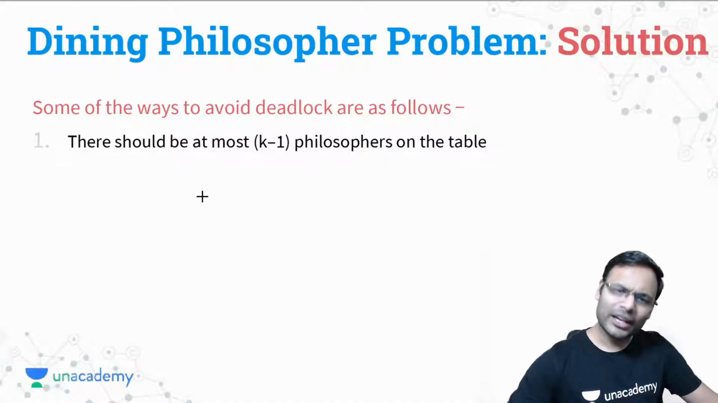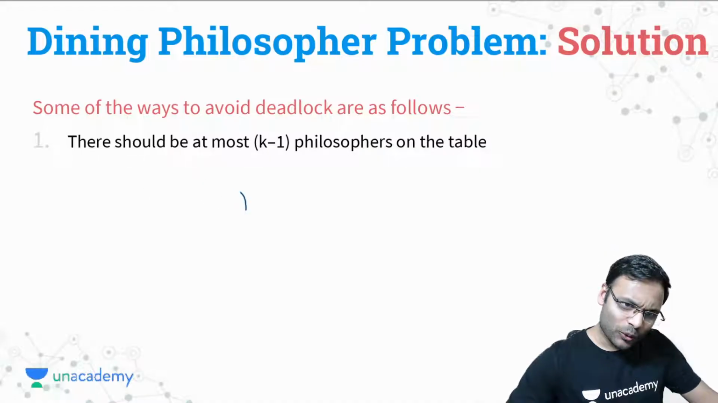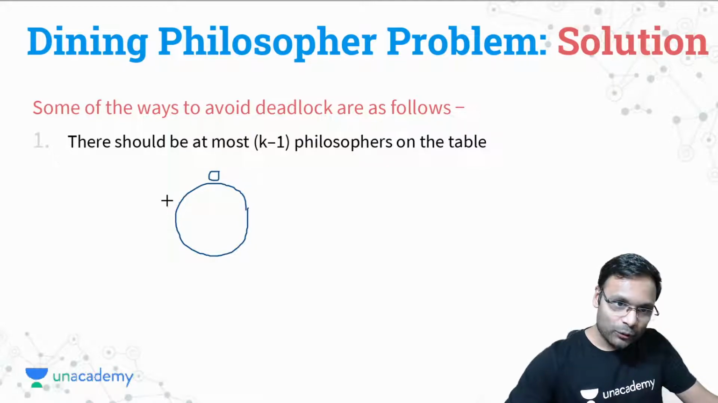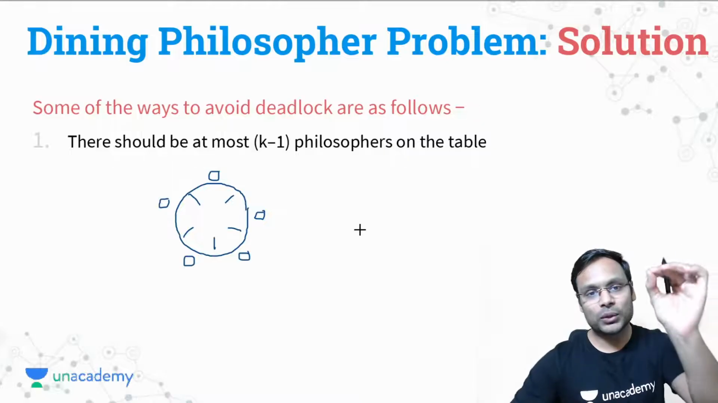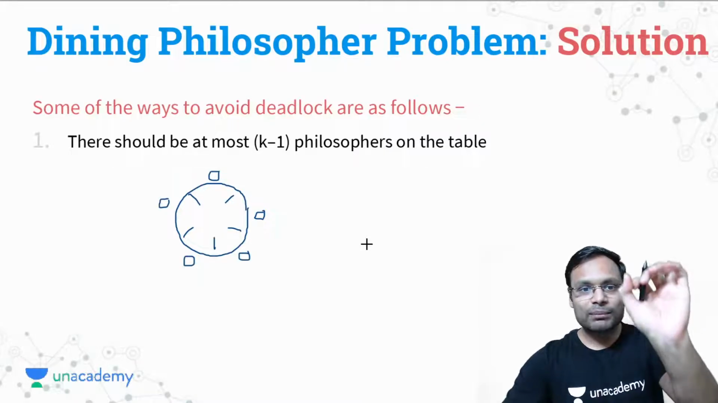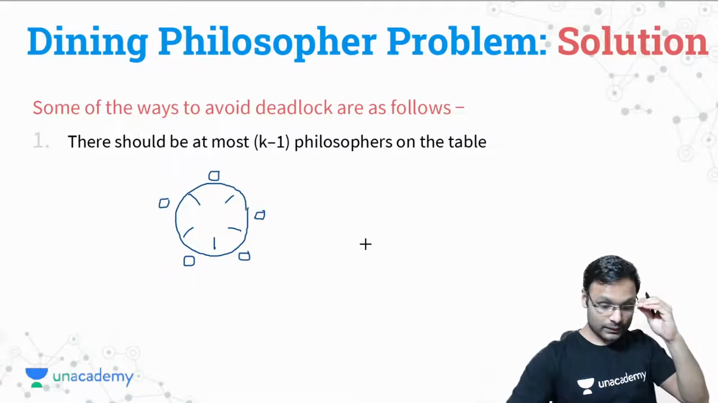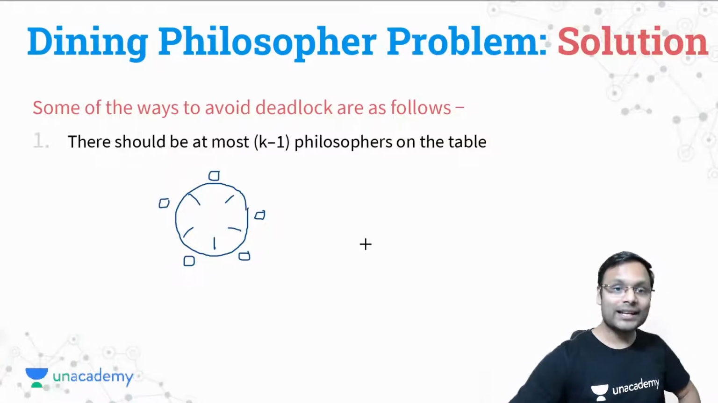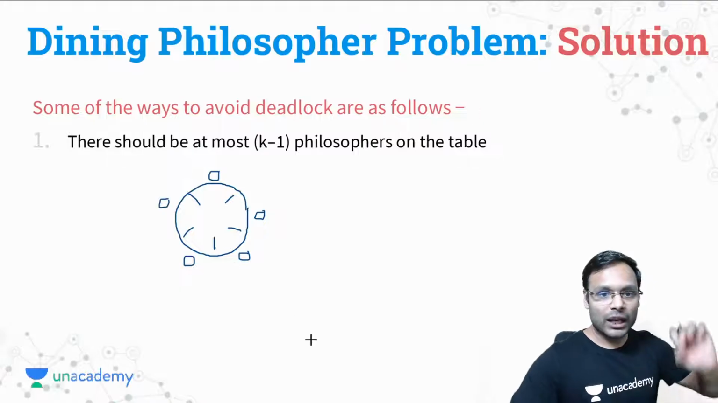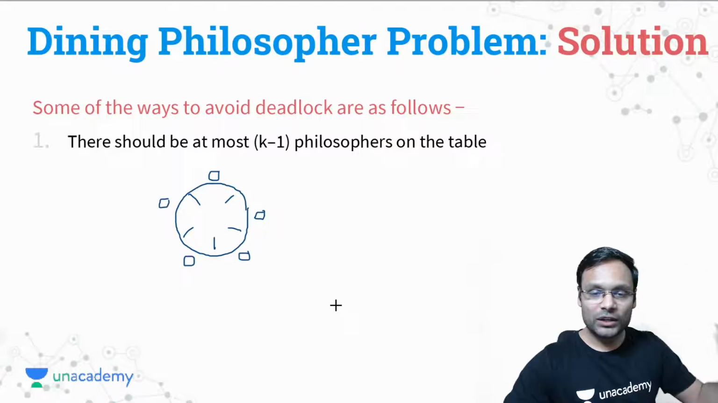How is that possible? Do we shoot one, or just don't let them come in, lock them out? If we have 5 chairs and 5 chopsticks, we will not allow 5 philosophers to sit together. We will allow a maximum of 4 philosophers. That is the first solution, that we will allow a maximum of k-1 philosophers.